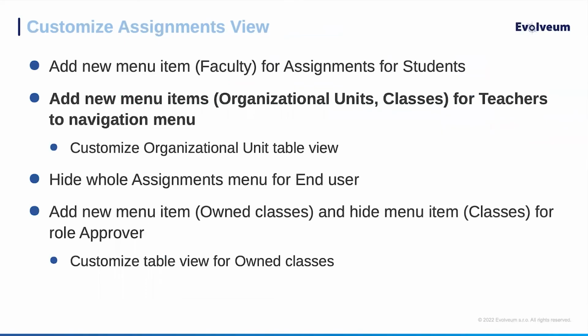Let's say you want new categories for assignments, but you don't want to add them under the assignments menu item. You want to add them to the main navigation menu at the same level as basic, activation, or projections. How to do it?